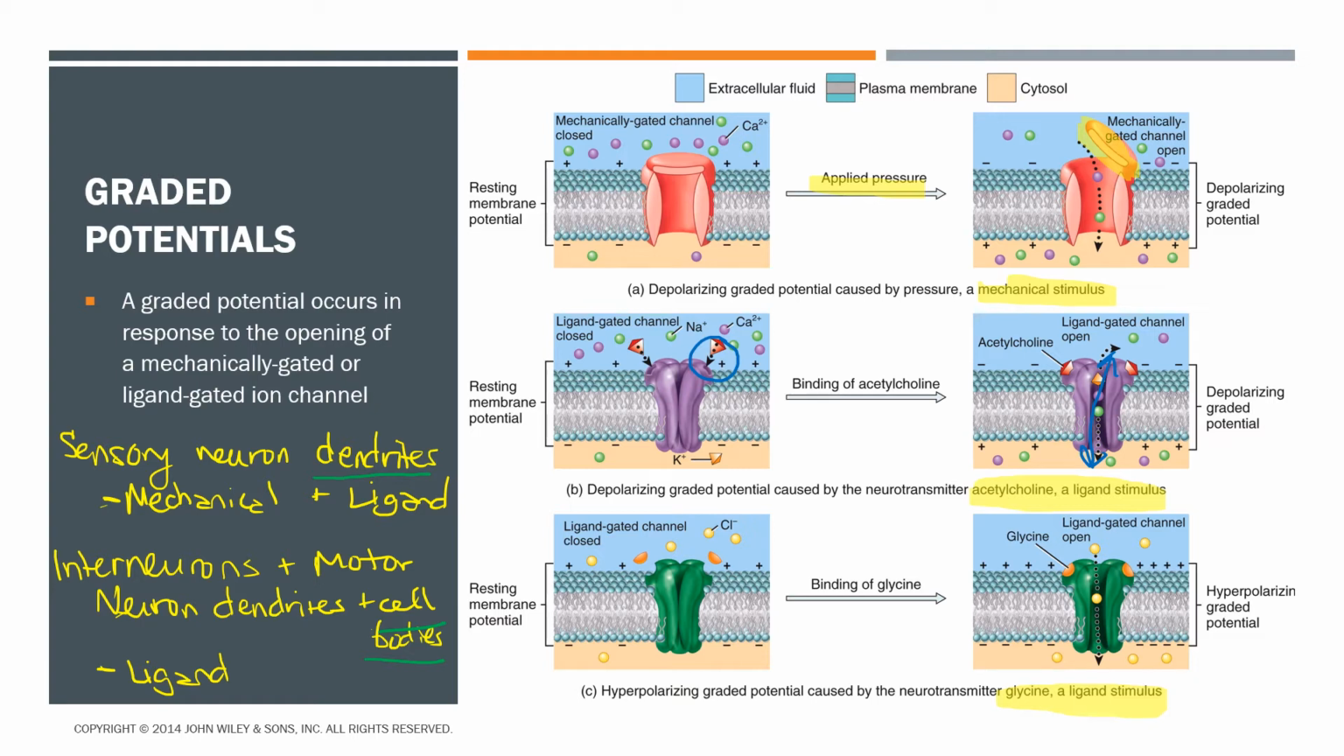And this last one here, we have a glycine ligand-gated channel. On the left picture, you can see it's closed, so we're not going to be able to get any ions through to the other side of the plasma membrane. But once the glycine binds, it's going to be open and allow ions through. In this particular case, it is chloride.